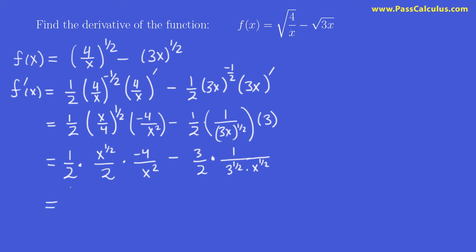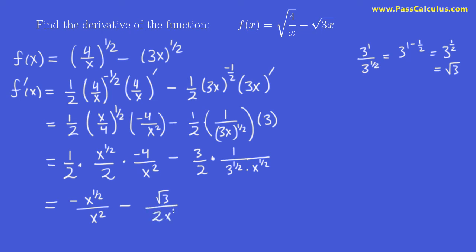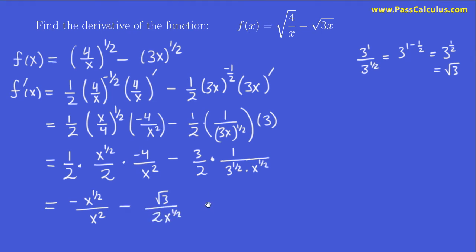So what can we do now? Well, look here. 2 times 2 is 4. And we have a negative 4 on top. So it's like negative 4 over 4, which is negative 1. So we'll have negative x to the half over x squared. And over here, look what we have. We have 3 over 3 to the half. What is that? You know, this 3 is really a power of 1, right? So we can subtract those. 1 minus a half. We get this, right? Which is a half, which is root 3. So this over this becomes root 3. And then we have 2x to the half left over. So we're making some progress.